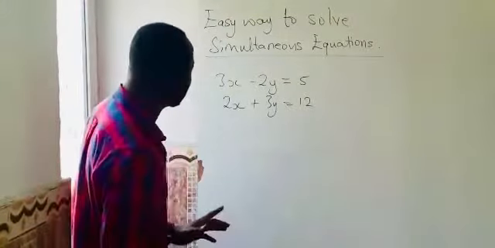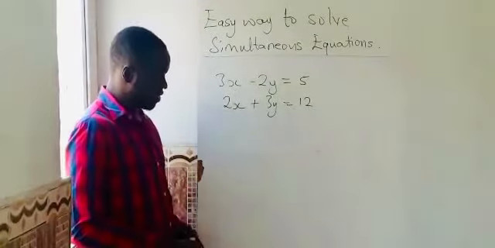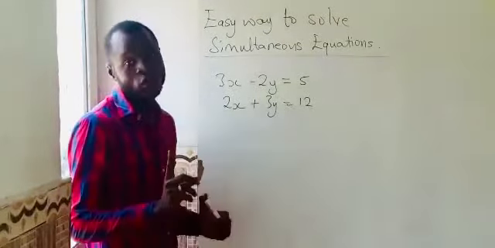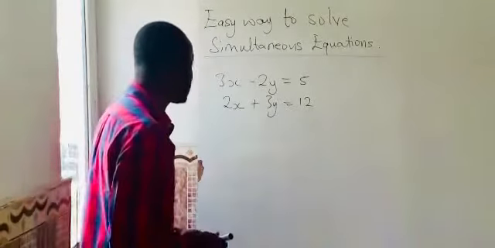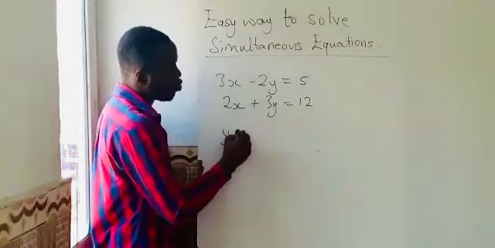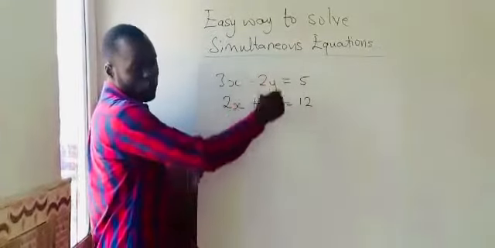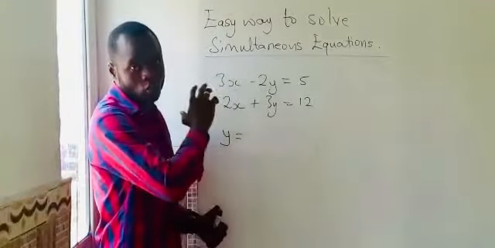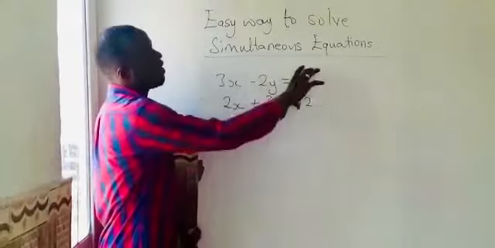Without wasting much time, the first thing is you have to decide which of the variables you would like to find first. In this case, let's say I want to find y first. So for y, I will ignore anything concerning y. I will ignore the y coefficients, and my mind will be on the x and then the constant.